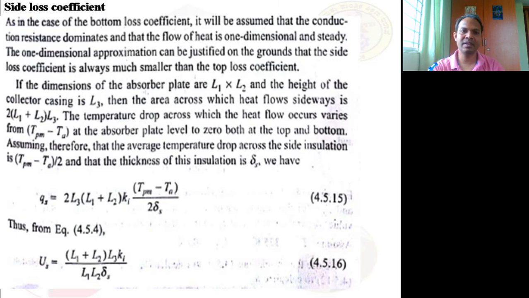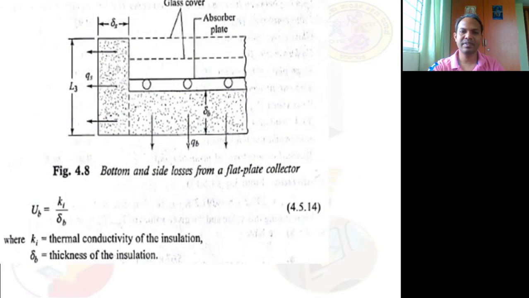Now let us talk about the bottom loss coefficient. It is simple, so we just take it as usual directly. UB is equal to K by delta B. Is it clear? If you take Q bottom, then Q bottom can be written as K into delta T, that is the absorber plate temperature TP minus T bottom, whatever this bottom temperature is, divided by delta B. Is it clear?